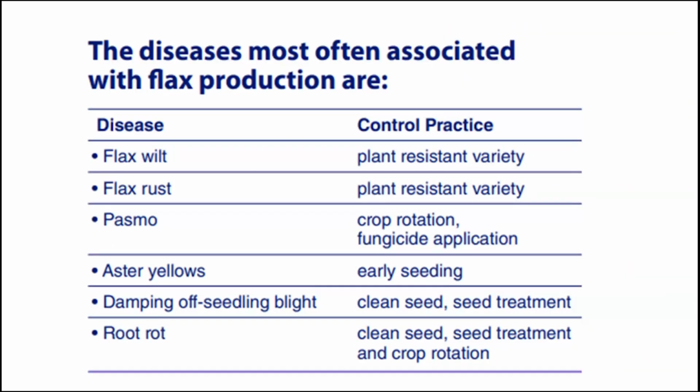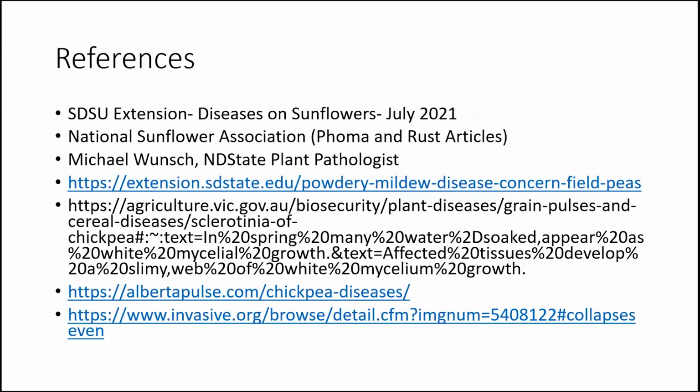This is just a few. They're just kind of a, hey, flax does get disease. We don't see it a lot here. Aster yellows is probably the biggest risk for flax here in South Dakota, just because we get aster yellows in wheat. So if you grow flax, just keep in mind that it can get some diseases, and keep an eye out for that.